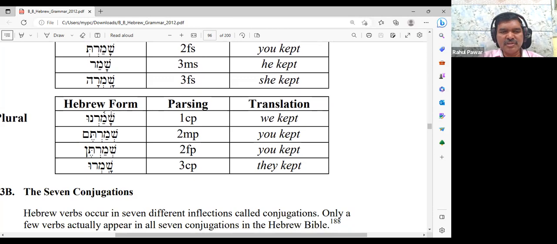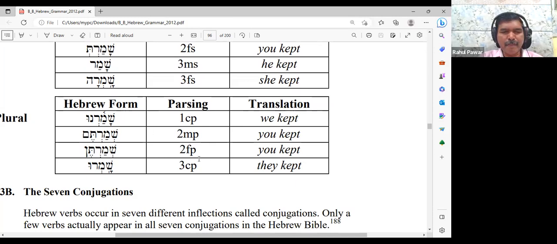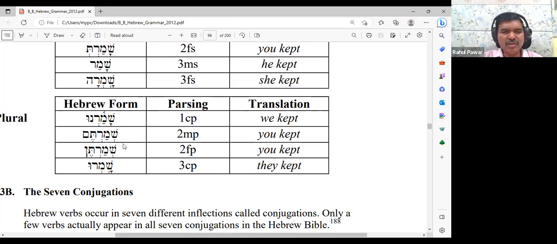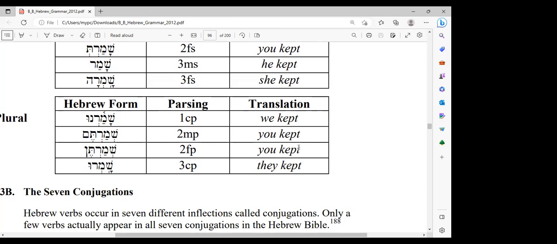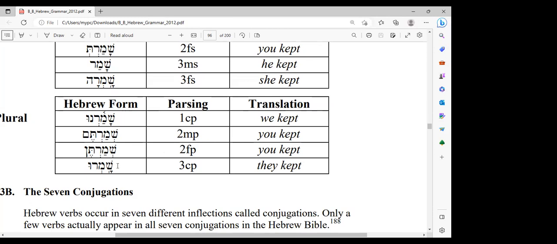Then see here, this is plural form. Shamarnu, that is we kept. Shamartem, you kept, masculine plural. Shamarten, you kept, feminine plural. And shameru, shameru is third person common plural. They kept.